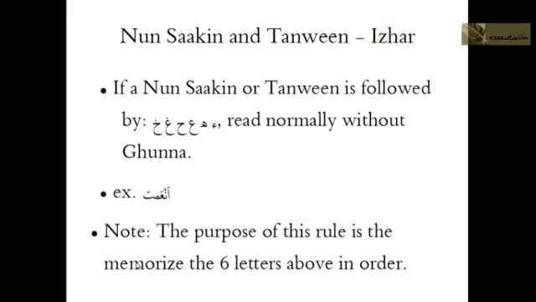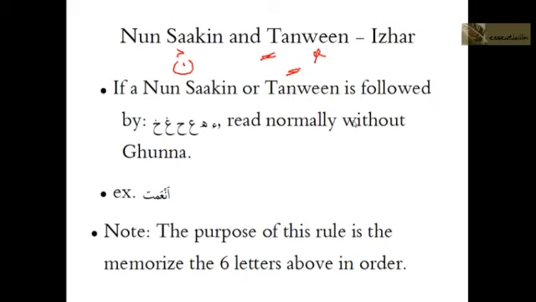Moving on. Now the rules of noon sakin and tanween, there are four. The first is idhar. Now we should know what noon sakin is. It's basically just a noon with a sakin. And tanween is any vowel that's doubled. So doubled fatha, doubled kasra, and doubled dhamma.